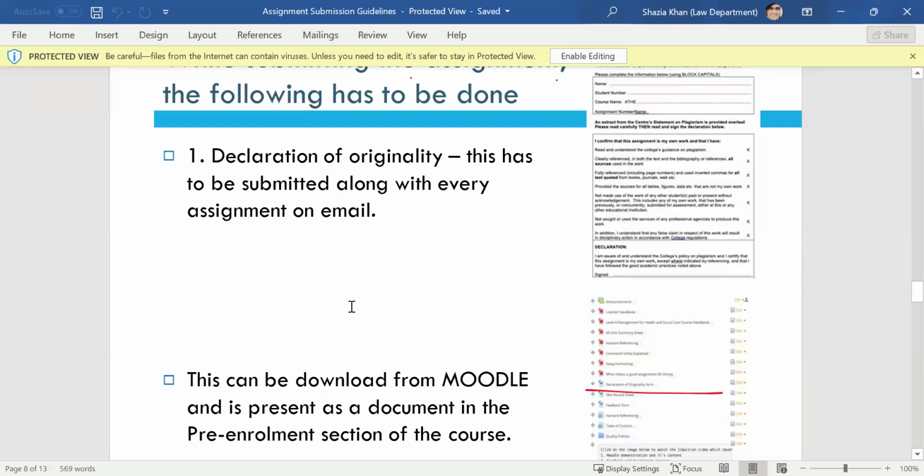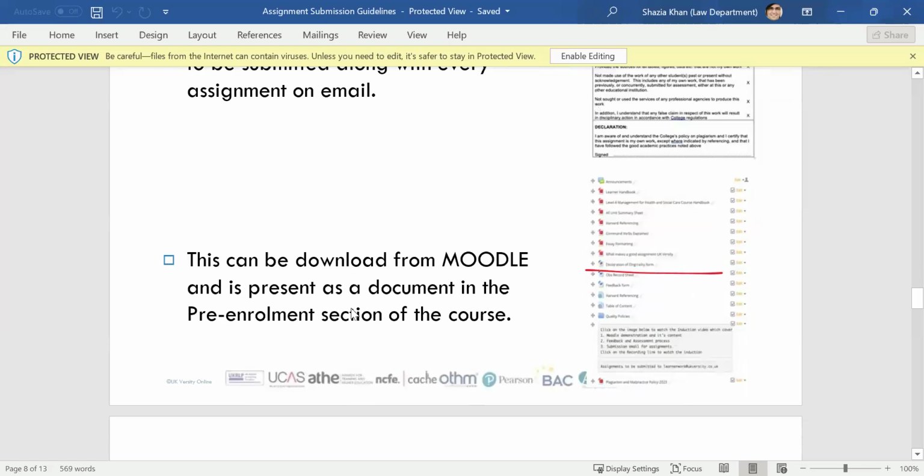To avoid plagiarism. Yeah. And it shows that the work that you've done is your own work. Yes, and this can be downloaded from Moodle, which I'm going to go through.